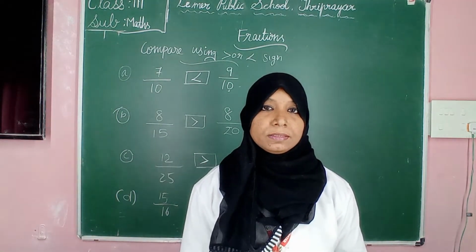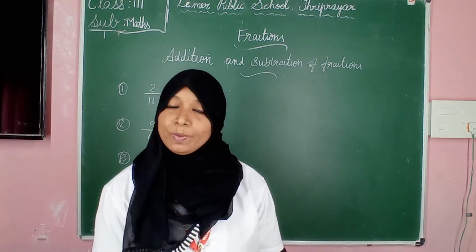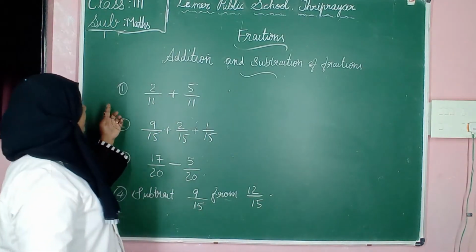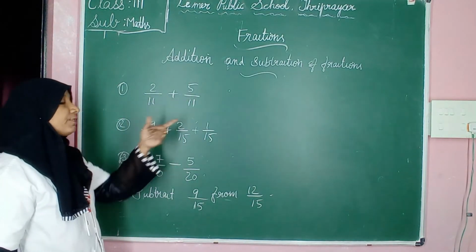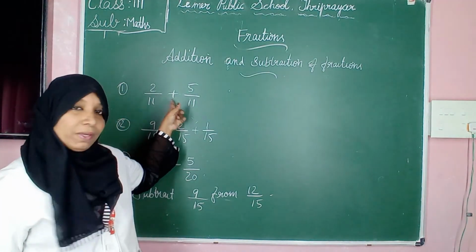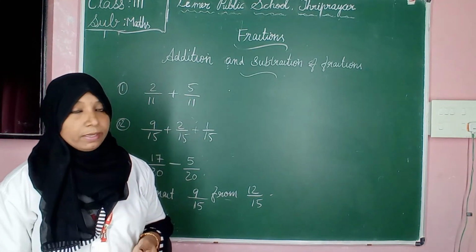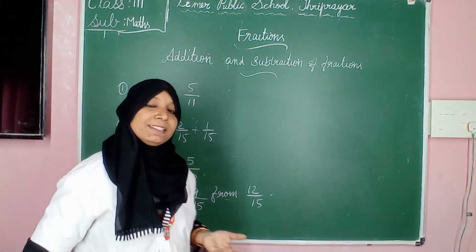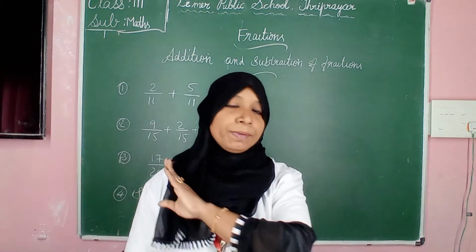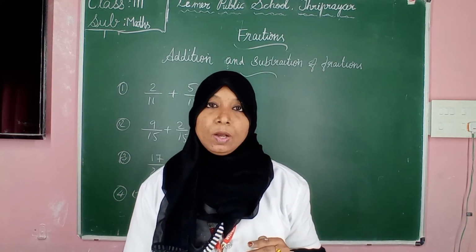Children, next we are going to learn addition and subtraction of fractions. Very simple. Here first one, 2 by 11 plus 5 by 11. Addition of fractions, because in between is a plus sign. Children, addition of fractions means add the numerators, divided by the same denominator. Denominator no need to add or subtract, same denominator.